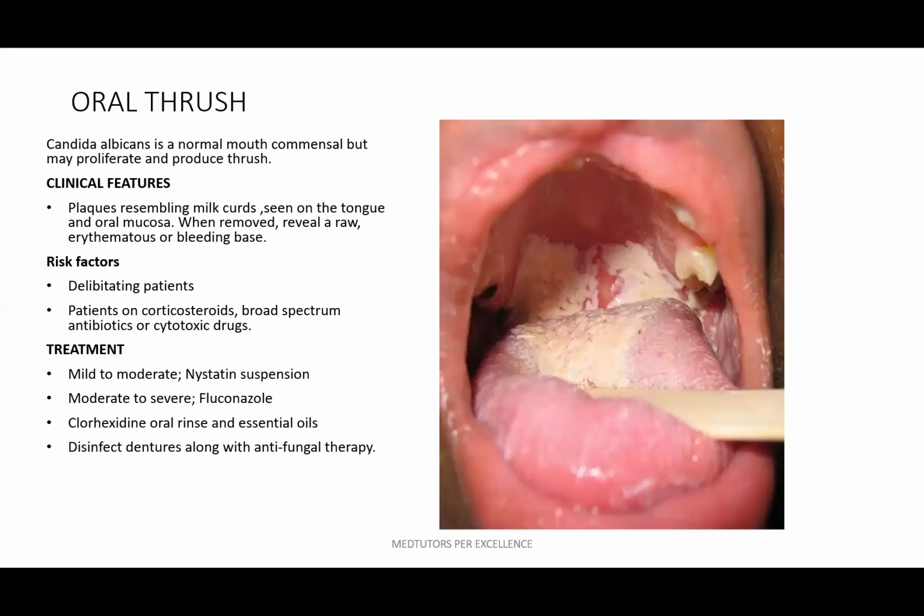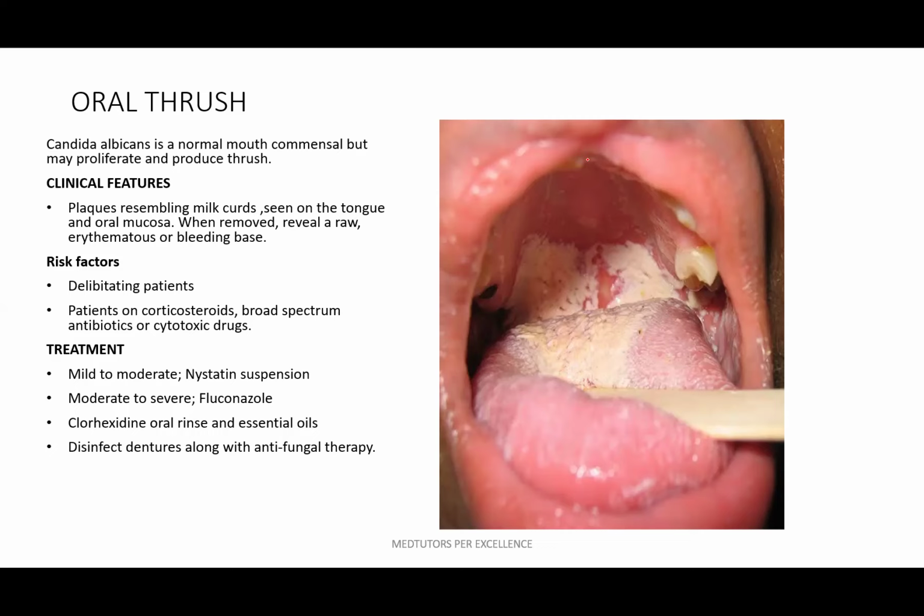Now, in this other picture here, you can see some milky whitish plaques on the gum and the tongue of this patient. This is called oral thrush, and it is caused by Candida albicans. Candida albicans are normal flora of the mouth. The mouth has the highest number of bacteria, but of course, because of your immunocompetence, they are harmless.